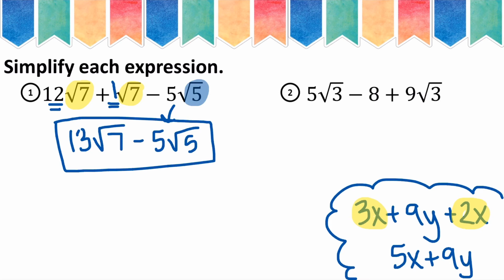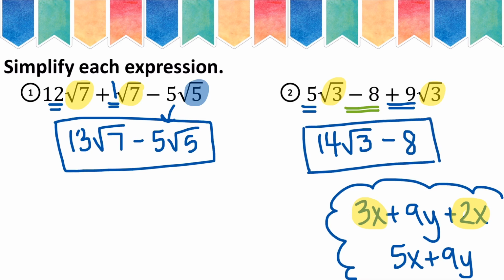Again, I have to look to make sure the square roots are the same. So this is a square root of 3 and this is also a square root of 3. So those two terms can be combined. So I will take 5 plus 9, which makes 14, and the square root of 3 stays the same. Then this minus 8 term will simply come down. And this will be my final answer.